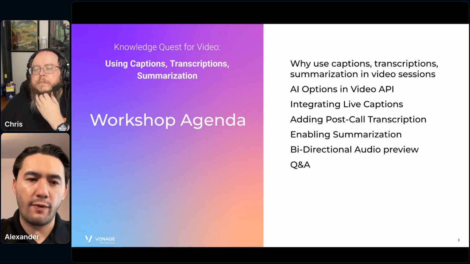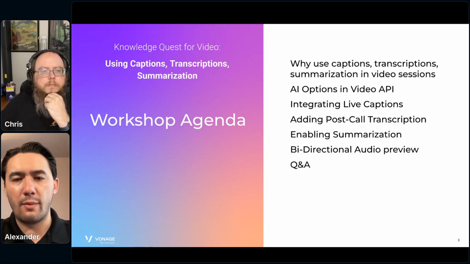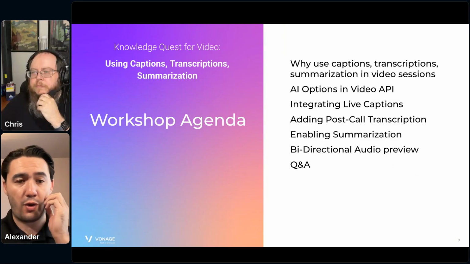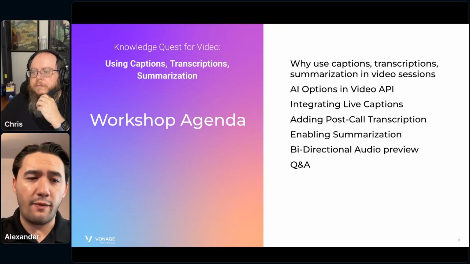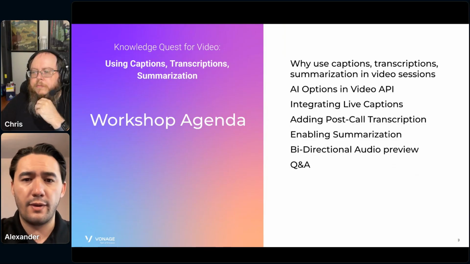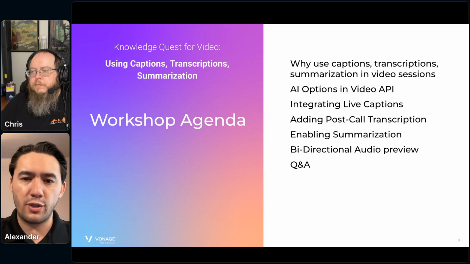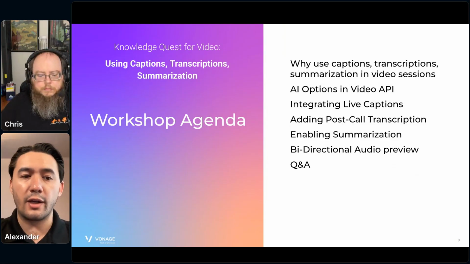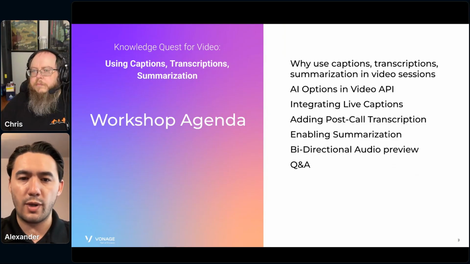So on our agenda today, we have a few different topics we'd like to cover. We're going to start out with why you might want to use captions, transcriptions, and summarizations in your video API sessions, the various AI options that we have for the video API, and then what it's going to take to integrate each of those different features. We're also going to have a little preview of our bidirectional audio connector feature, which is going to allow you to do some of these types of use cases, but in a custom fashion. So if you want to build your own, you can as well. And at the end, we'll take some Q&A.